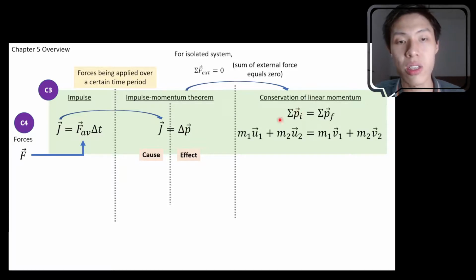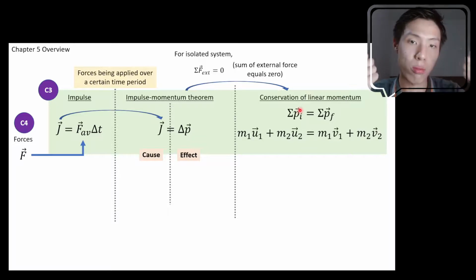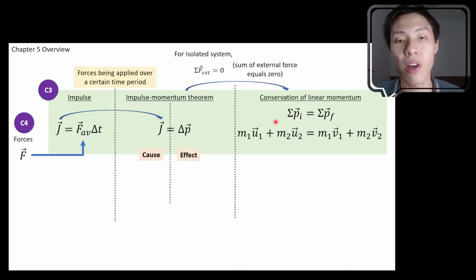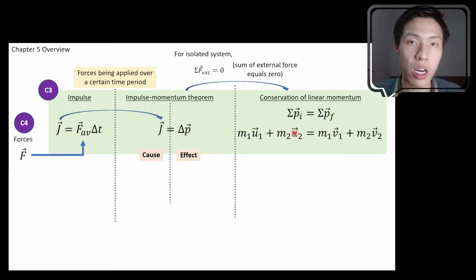So how do we apply this conservation of linear momentum? We can use it on an equation like this. Let's say your system consists of object 1 and object 2. What I can do is find the momentum for object 1, sum it up with the momentum of object 2. Then this value will remain constant throughout the whole event. So m1u1 plus m2u2 equals m1v1 plus m2v2.